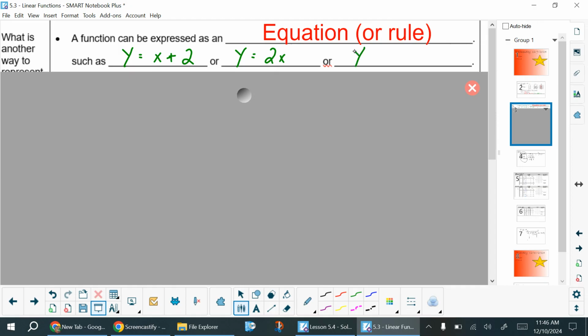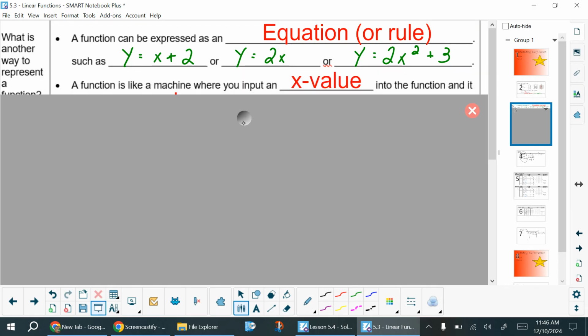Or it could be really complicated, right? Something we'll see eventually towards the end of the year might look like that. In which case, I have to start thinking about my order of operations. I'm going to square the number first, then multiply by 2, and then add 3. Any way we do this, the x is going to get replaced with whatever x value we have. We're going to evaluate, we're going to figure out what that equals, and that's going to be our y value.